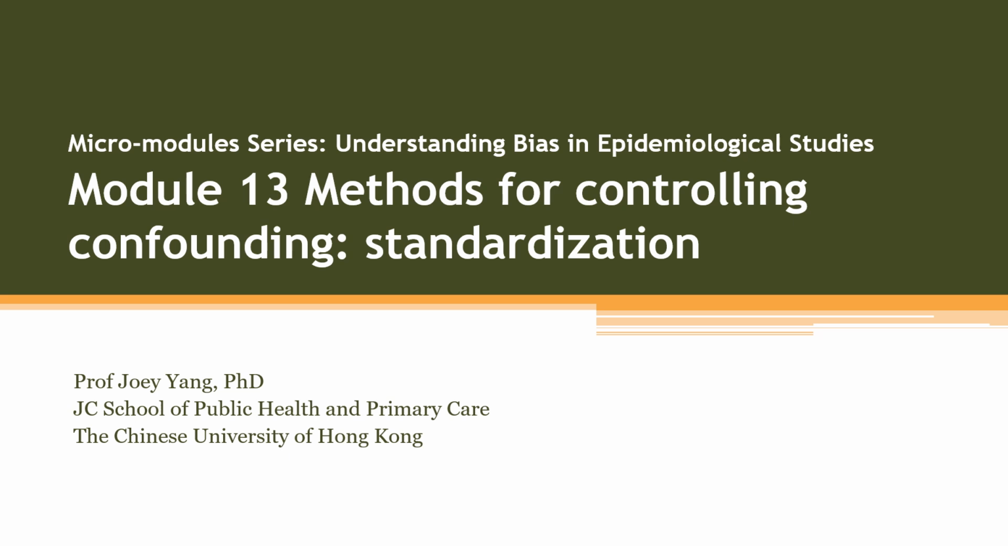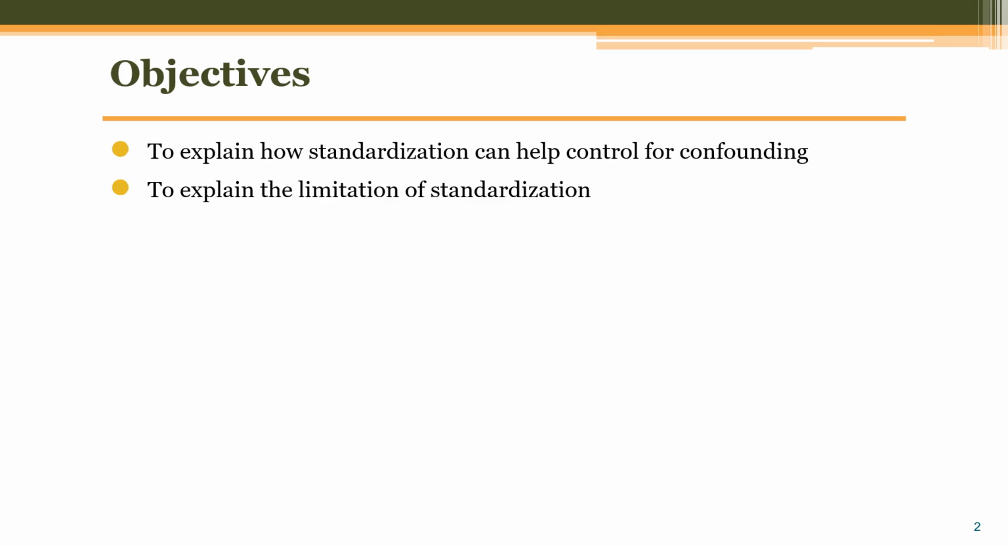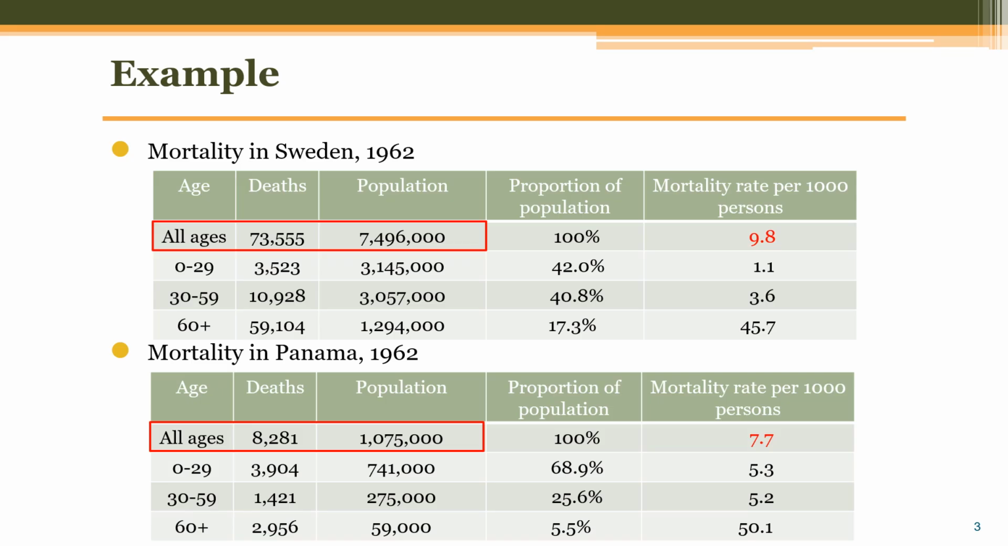Welcome back to the micromodule series, Understanding Bias in Epidemiological Studies. In this module, we will be focusing on another method for controlling confounding, which is standardization. The objectives of this module are to explain how standardization can help control for confounding and explain the limitation of standardization. To understand how standardization works, let's look at an example that compares mortality rates between Sweden and Panama.